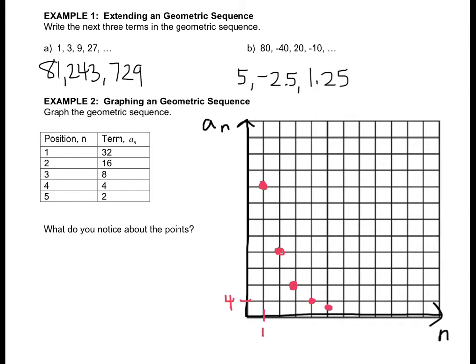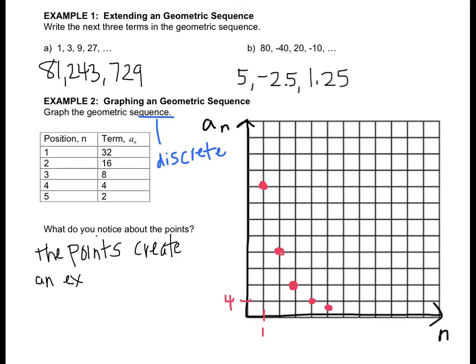Now, before you go and connect it, remember, we're talking about a sequence. So remember from chapter 5, sequences are discrete functions. So we are not going to connect the points. But speaking of the points, what do you notice about the points? And you should notice that the points make an exponential curve. All right, let's move right along.